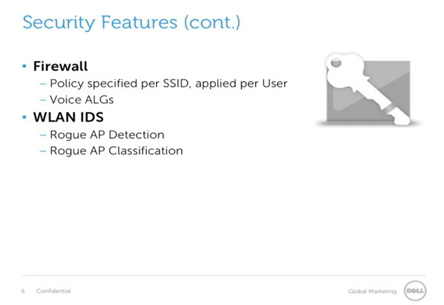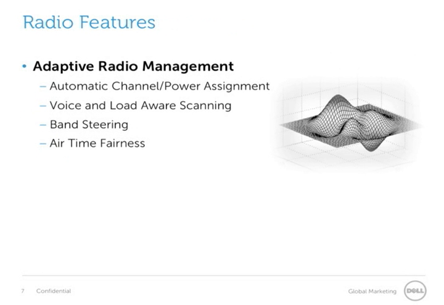PowerConnect W-Instant also contains a stateful firewall, where unique firewall policies may be specified for each SSID and are then applied on a per-user basis across all access points in the cluster. Instant also automatically classifies and prioritizes all common voice over IP protocols. On the intrusion detection side, Instant provides rogue AP detection and classification. Finally, PowerConnect W contains adaptive radio management.